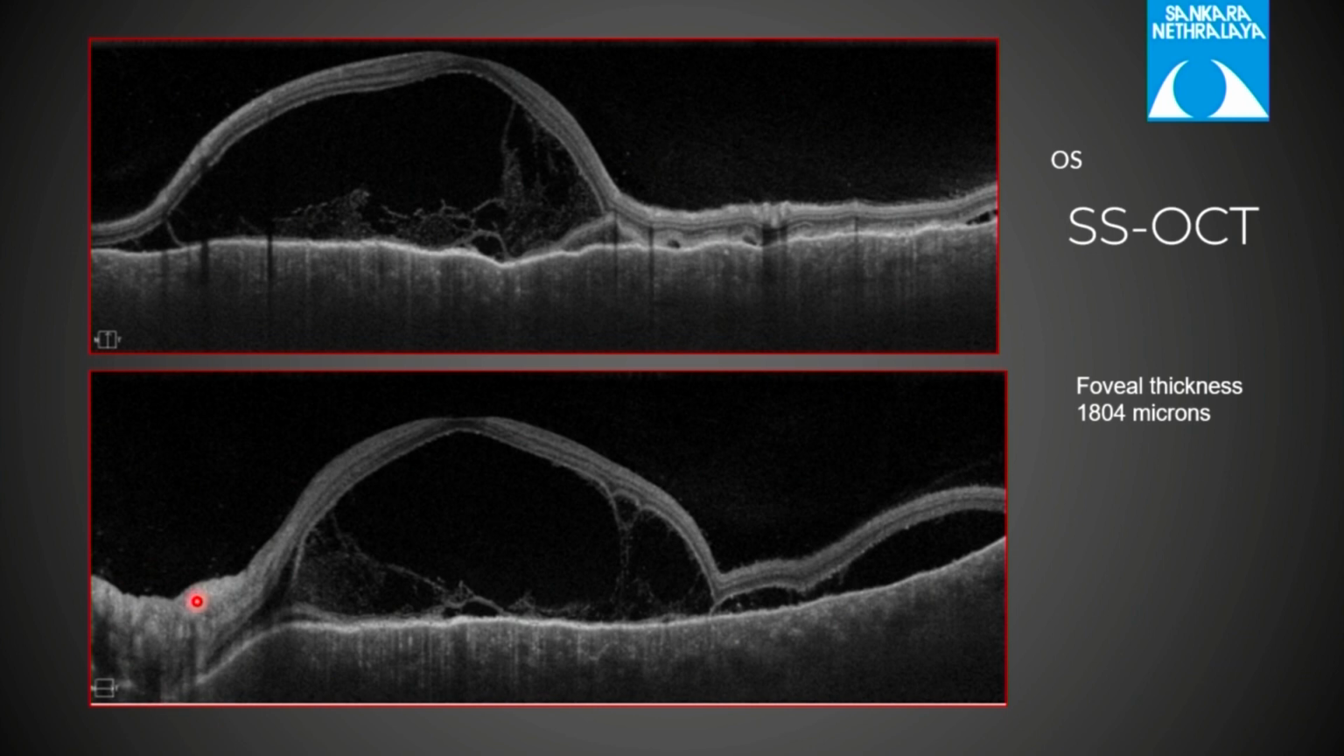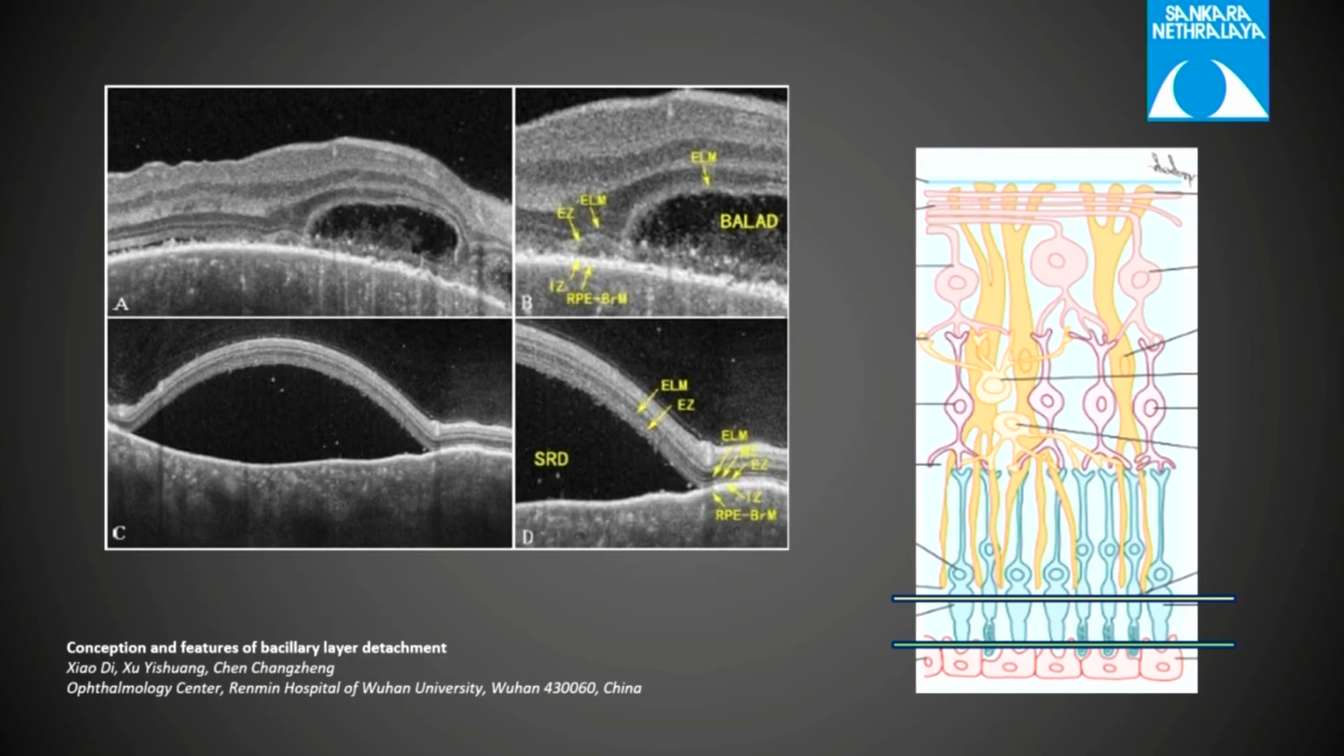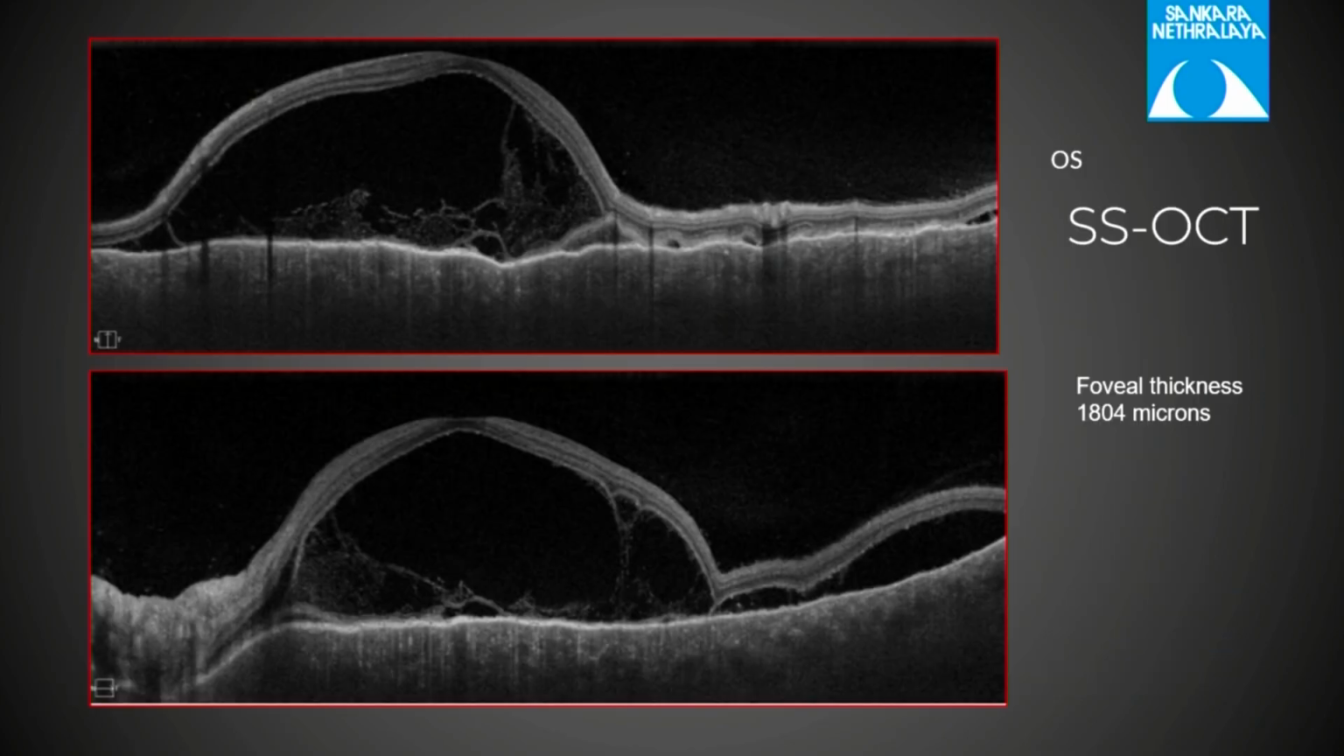And foveal thickness, as you can see, there is a fluid accumulation. It's 1804 microns noted here. So it is to appreciate this undulating choroid for a wide length of scan, and to appreciate the haller's and the underlying choroidal layers.